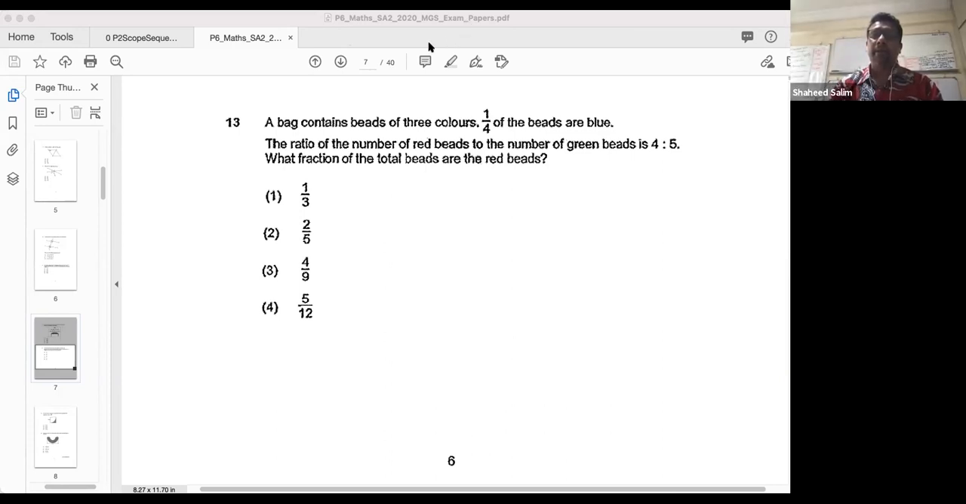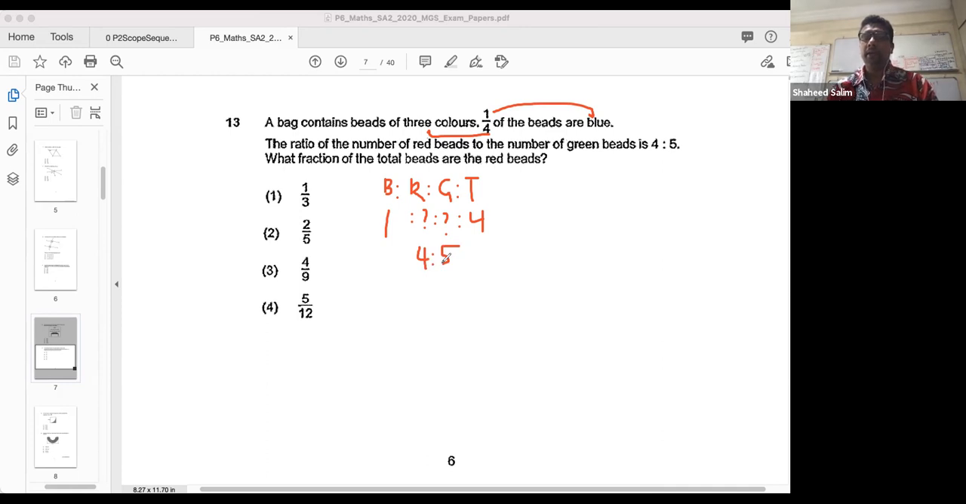You can write this like this. You have blue is to red is to green, and then you can write the total of them. You can always do this method. What is this? 1 is blue, 4 is the total of all 3 colors. So blue to total is 1 is to 4. Then red to green is 4 is to 5.